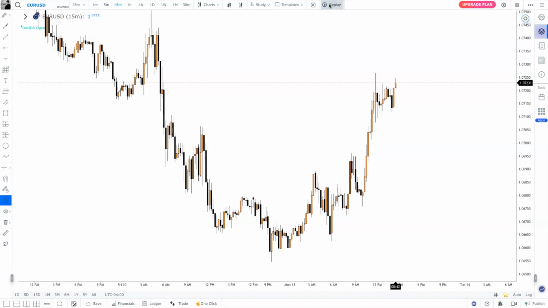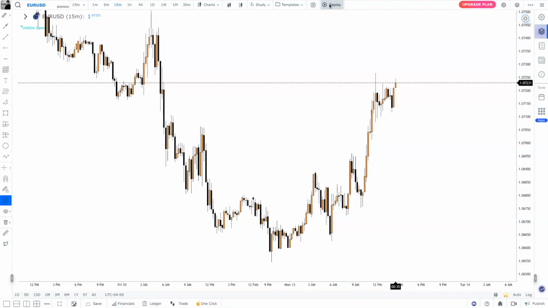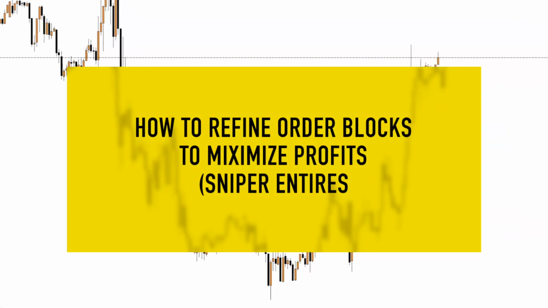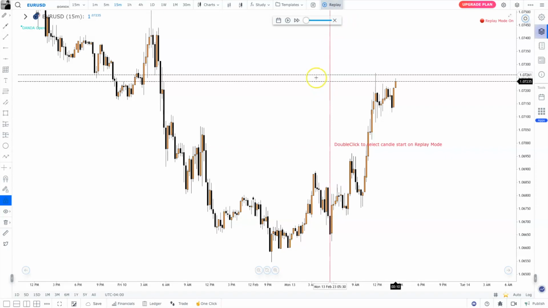This time I wanted to talk to you about a refinement, okay? How to spot an order block and refine the entry to a point where we can definitely take the most out of order blocks, and getting these huge sniper entries like 1 to 20, 1 to 30 risk reward. You can normally get even a lot more. For that I want to just show you a quick few examples, and let's go ahead.